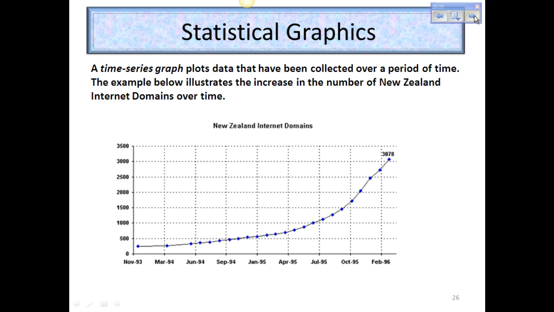Now these time series graphs will show you mostly are things increasing over time, decreasing over time, or do they fluctuate?